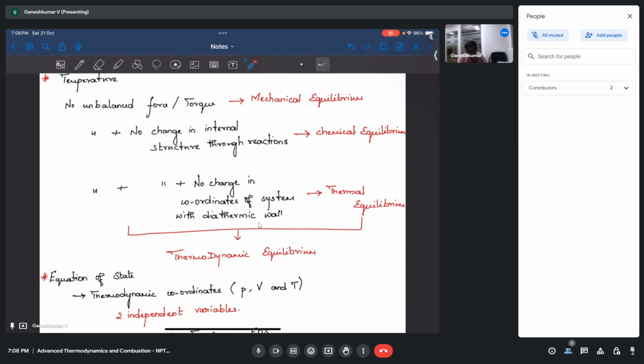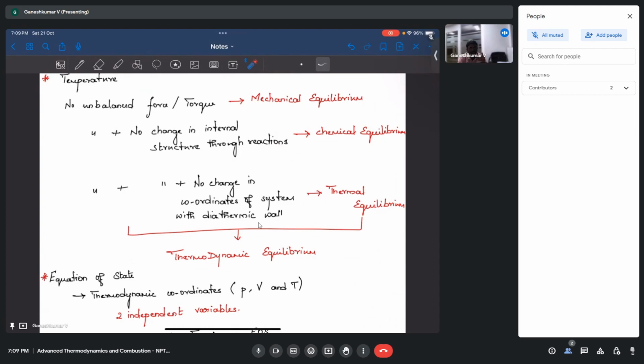Only if all three equilibria are present do we call the system to be in thermodynamic equilibrium. Mechanical equilibrium means there is no unbalanced force or torque. The system can be either at rest or in motion, that doesn't matter, but there shouldn't be any unbalanced force or torque. For chemical equilibrium, in addition to mechanical equilibrium, there should be no change in internal structure through reaction. If reactions are happening, then you cannot call it chemical equilibrium. If there are no reactions and no change in internal structure, then we call it chemical equilibrium. In addition, we say thermal equilibrium when we have no changes in the coordinates of the system.